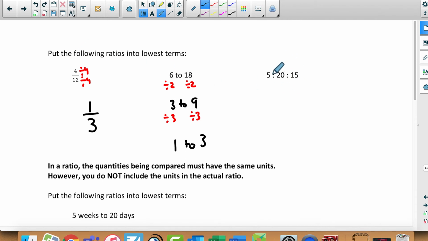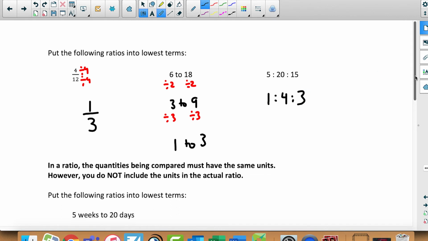All right, last one. 5, 20, and 15, we want to put it in lowest terms. So you need a number that goes into all of them. Okay, so what's the biggest number that goes into 5, 20, and 15? Well, if you look down your times table grid or figure it out, I mean, it's a big hint. It ends with 5, 5, and 0. What kind of number always has 5 and 0 at the end? 5. You can divide them all by 5. So let's do that. 5 divided by 5, 1. 20 divided by 5, 4. 15 divided by 5, 3. And that's it. That's our lowest term, 3-term ratio.